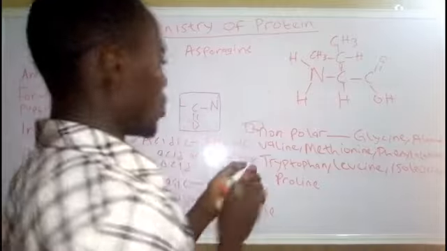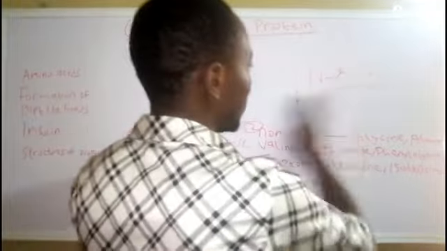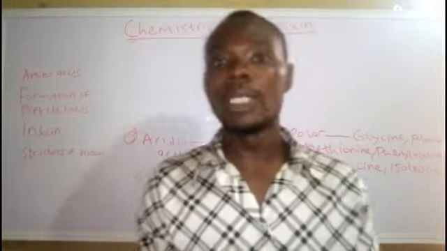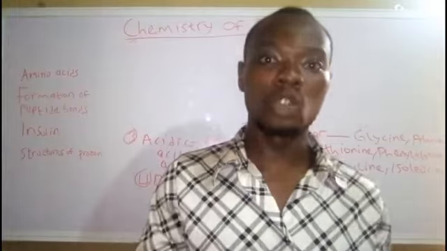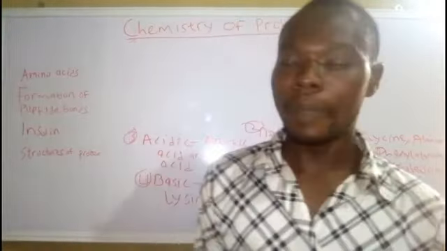So now let's move forward to the formation of peptide bonds. Formation of peptide bonds. Now I mentioned something in the beginning of the video, that protein is made up of several amino acid residues joined together. So this leads us to the formation of peptide bonds.